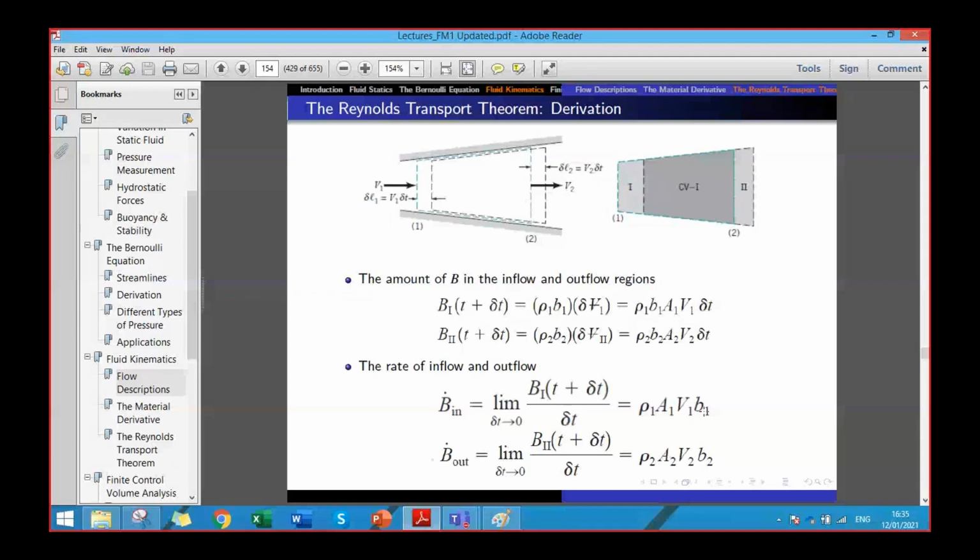So B dot in is representing the amount of the property entering the control volume, and B dot out is representing the amount of property leaving the control volume. So they are basically the inflow and outflow of the property from the control volume. The change that is happening within the control volume is governed by these two. Is it clear?